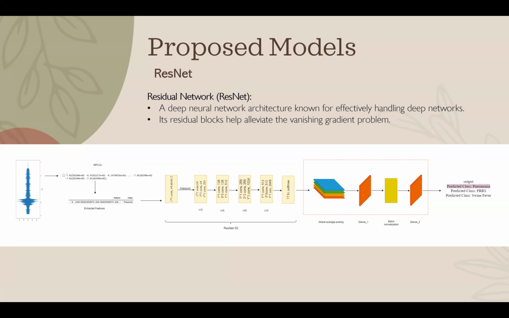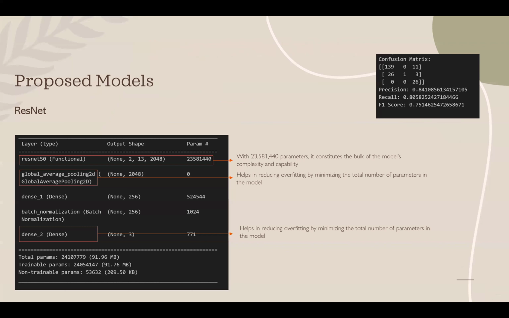And the final output also predicts which class it belongs to. Here we can see in the red box the ResNet 50 with some amount of parameters, which constitutes the bulk of the model's complexity and capability. Here the global average pooling helps in reducing overfitting and minimizing the total number of parameters in the model. Here as well the dense layer gives the accurate results. Next slide, please. Here you can check the confusion matrix, and here the precision and the recall and the reference scores as well.